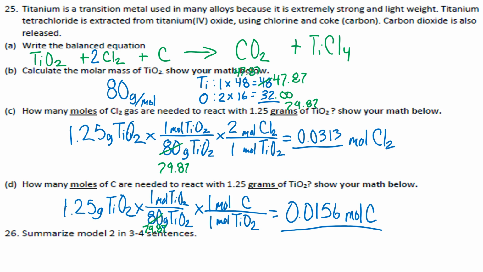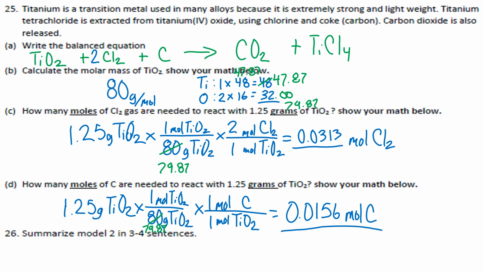And so going through here, if we started off with 1.25 grams of titanium oxide, we have to get to moles of titanium oxide first. So this one is going from mass to mole to mole. So 1.25 divided by 79.87, and then times 2, we get 0.313, maintaining 3 sig figs.